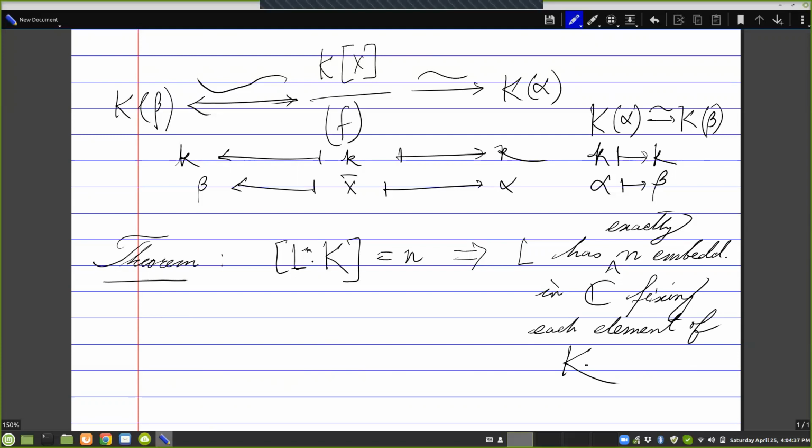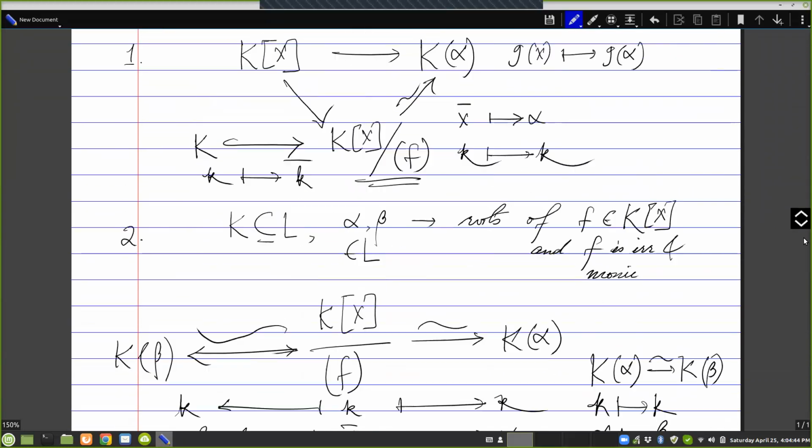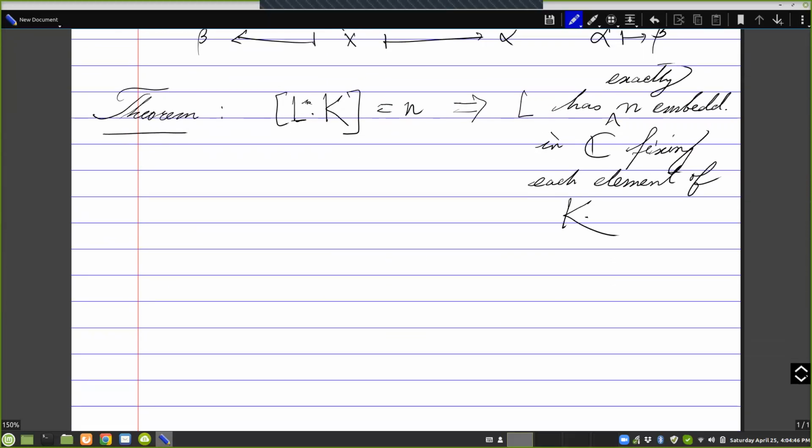All right, so there are exactly n embeddings. So now let's try to prove that.